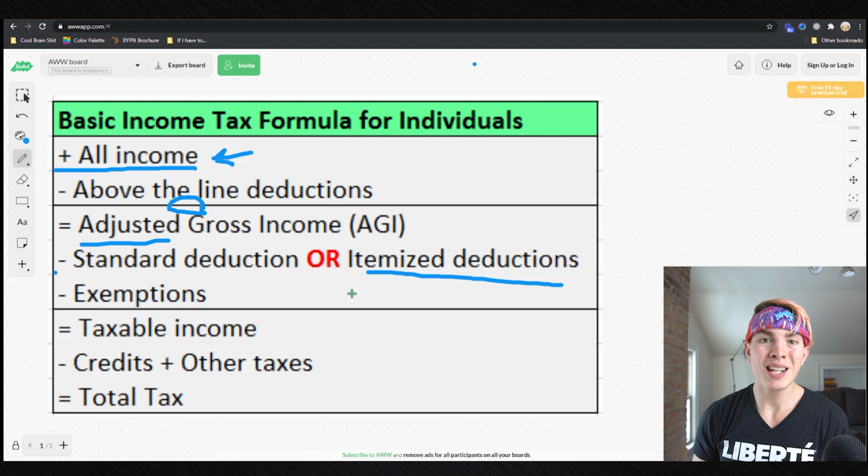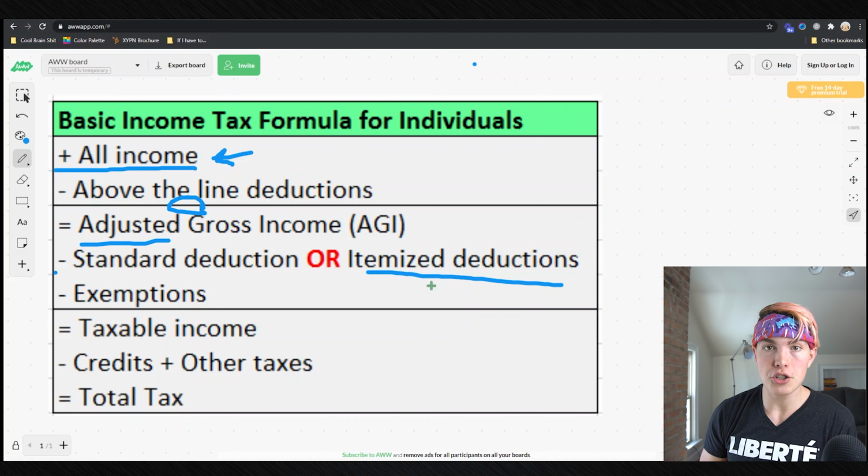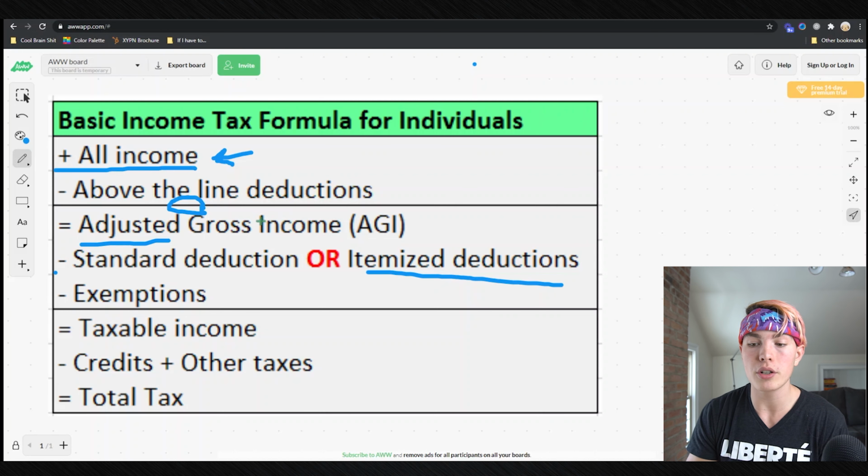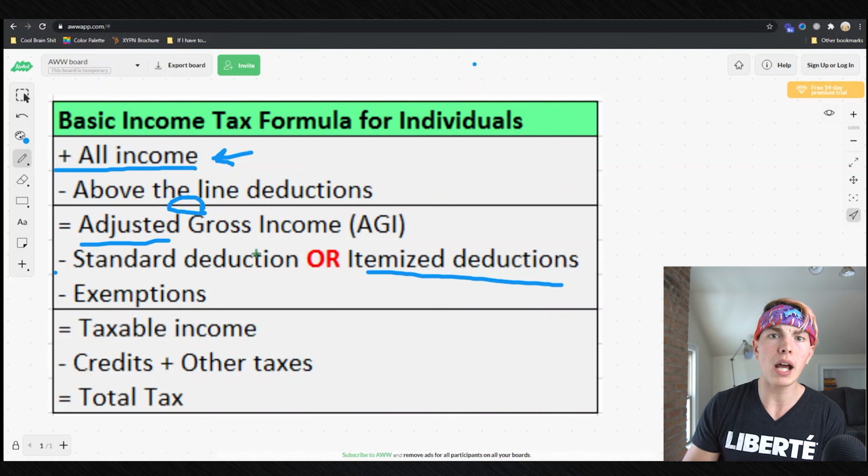Now for the 2021 tax year, the standard deduction is $12,550, which basically means if your itemized deductions are less than that, then you would just take the standard deduction and you can just remove that directly from your adjusted gross income. So you can just take a $12,550 deduction for being a human being and living in the United States, which is pretty sweet. But let's talk about itemized deductions really quick.